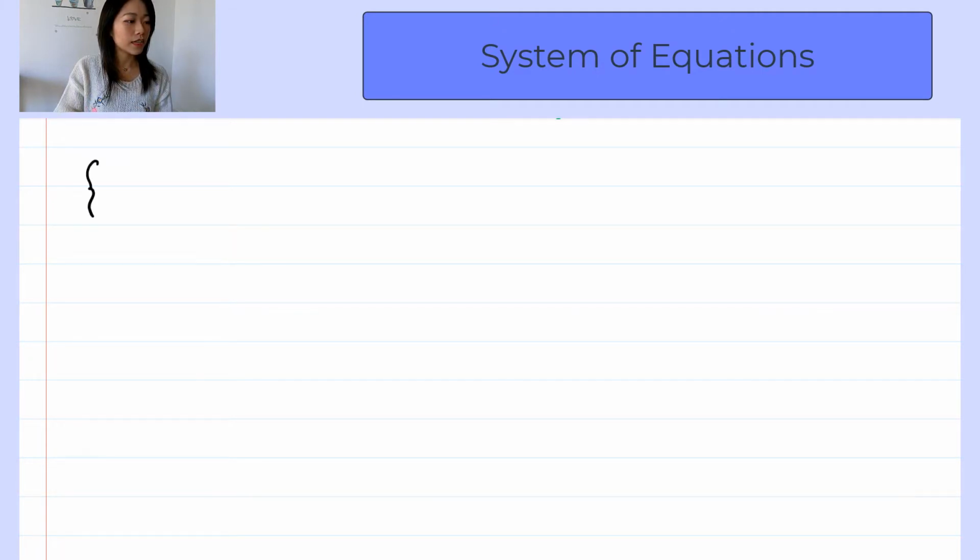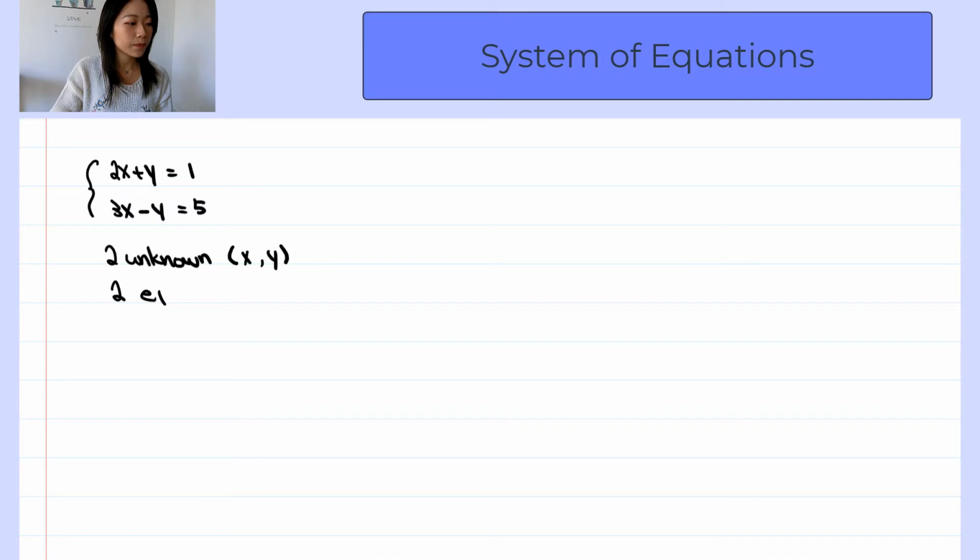For example, let's start with a simple one. 2x plus y equals 1, and 3x minus y equals 5. Here is a system of equations. This system has two unknowns, the x and the y, and we have two equations. Let's call the first one equation 1 and the second one equation 2.